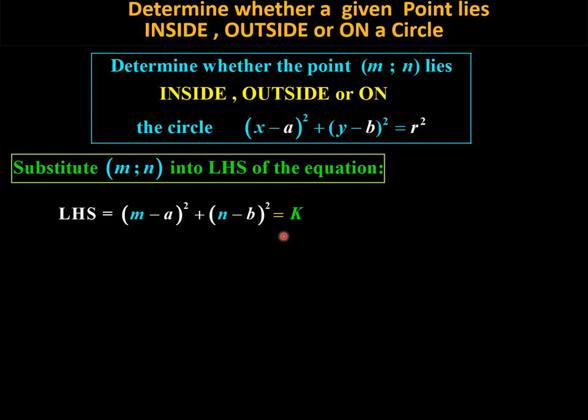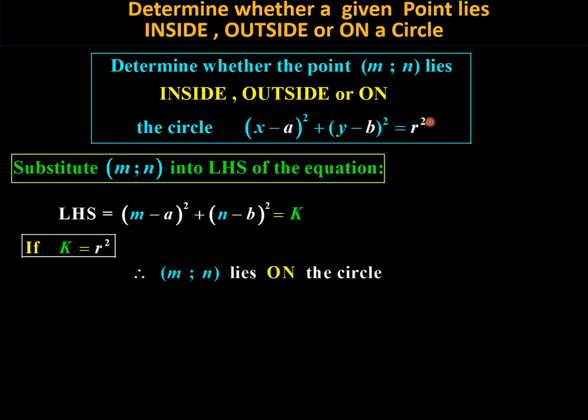Then what we need to do now is compare that k with r squared. If this k value, this left hand side after substitution, is exactly equal to r squared, then the point (m, n) lies on the circle.